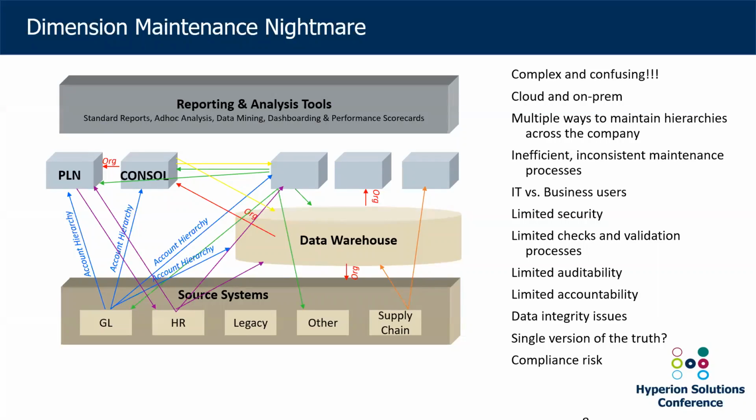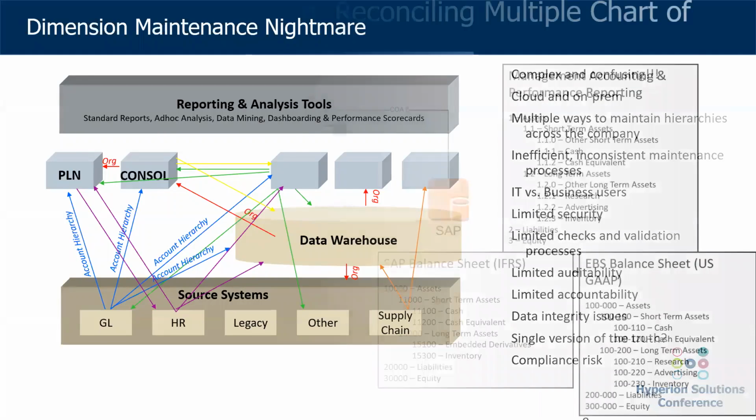But you still end up with complex, manual processes that are different and inconsistent. Oftentimes IT's handling it when really it should be in the business user's hands. Limited security, limited checks and balances, whether it's from a business requirement standpoint or from a specific system requirement. And then no visibility into who made what change, the auditability and tracking of that. So again, those have been consistent challenges related to our dimension maintenance and hierarchy maintenance.